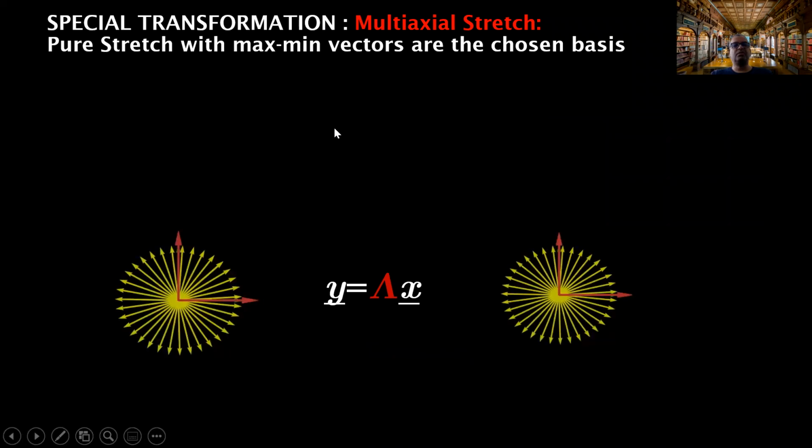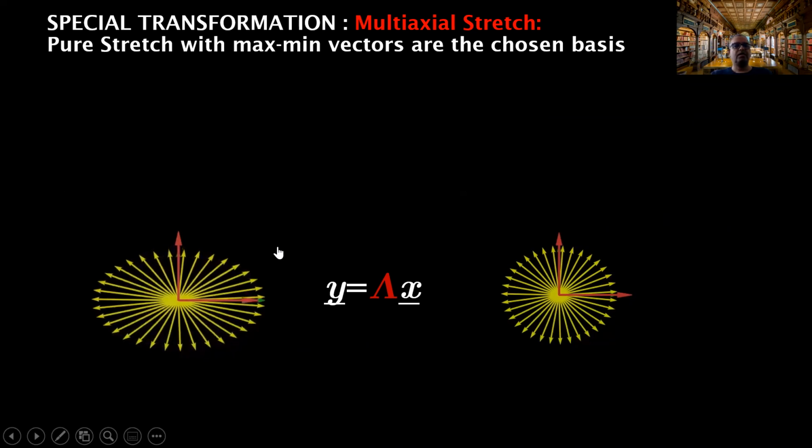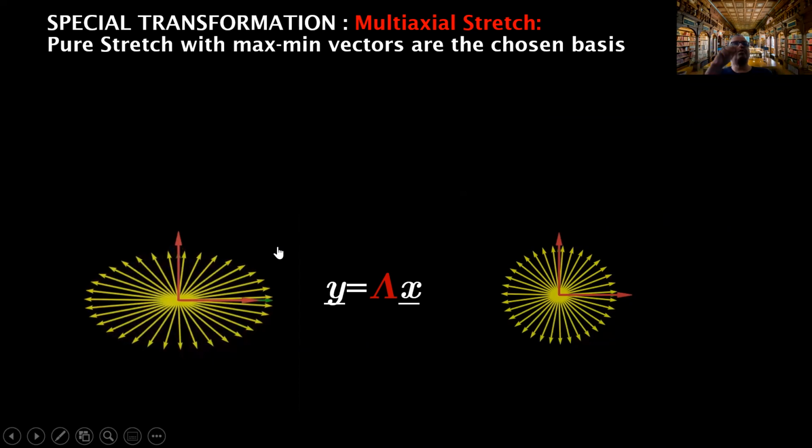A special transformation is called multi-axial stretch: pure stretch with min-max vectors in the same direction as the axes, usually given by a diagonal matrix. Can you see that the stretch is along the X and Y axes? That will be given by a diagonal matrix.